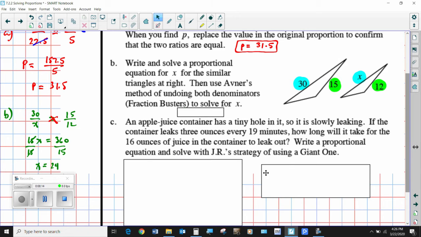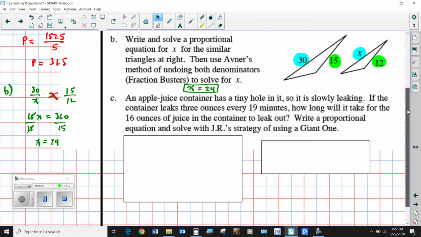Now, to be honest with you, this third problem, they're going to ask you to use the giant 1. I would have used the giant 1 here. Because what do you multiply times 15 to give you 30? It's 2, right? So 12 times 2 is 24. That would have been much easier to solve this problem using the giant 1. So we'll declare our answer. X is equal to 24.